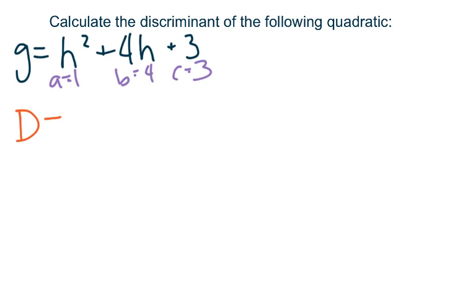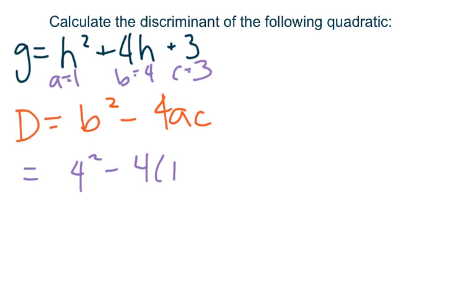Again, discriminant equals b squared minus 4ac. And that gives us, in this case, 4 squared minus 4 times 1 times 3, which is 16 minus 12, and our discriminant in this case is equal to 4.